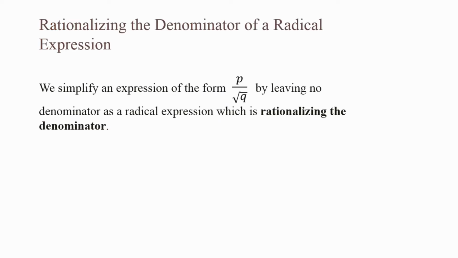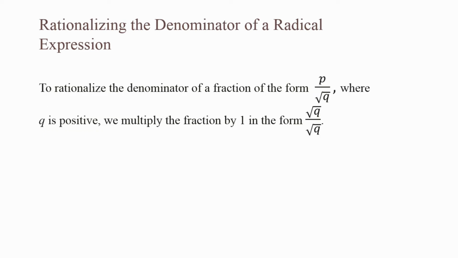Rationalizing the denominator of a radical expression. We simplify an expression of the form p divided by the square root of q by leaving no denominator as a radical expression, which is rationalizing the denominator. To rationalize the denominator of a fraction of the form p divided by the square root of q, where q is positive, we multiply the fraction by 1 in the form of the square root of q divided by the square root of q.